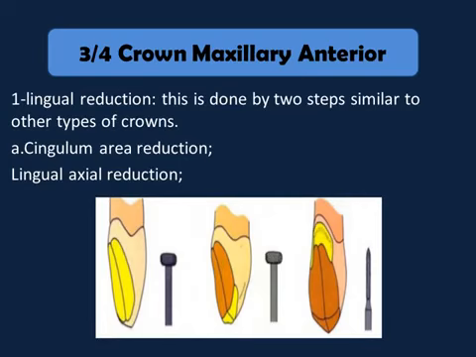Now I will talk about the 3/4 crown for the maxillary anterior teeth, which is very commonly used. The preparation will be first for the lingual surface, and the lingual reduction will be done similar to the other types of the crown. We prepare the cingulum area and then the lingual axial reduction.